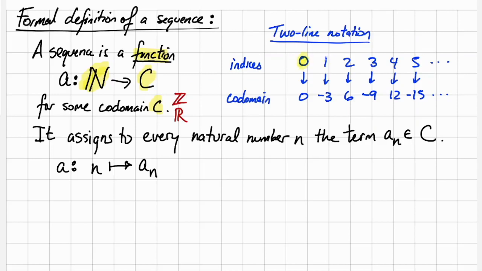The indices are 0, 1, 2, 3, 4, 5, etc. And for sequence B on the previous page, 0 went to 0, 1 went to negative 3, 2 went to 6, 3 went to negative 9, and all those elements are integers. The function A assigns to every natural number n the term a sub n in the codomain.